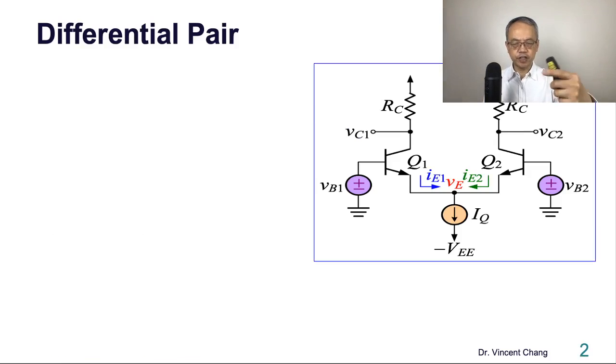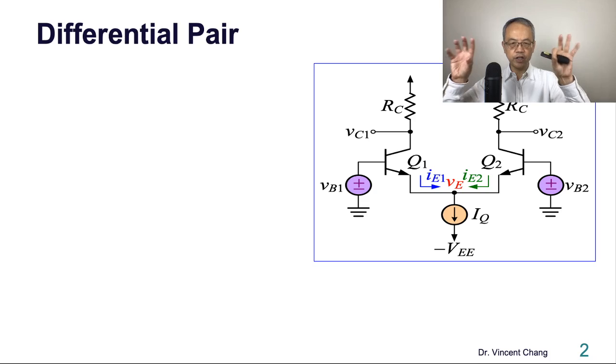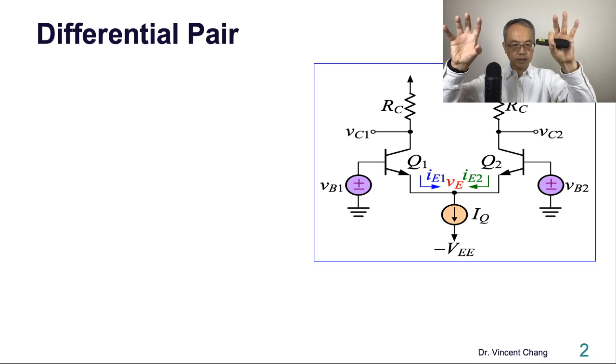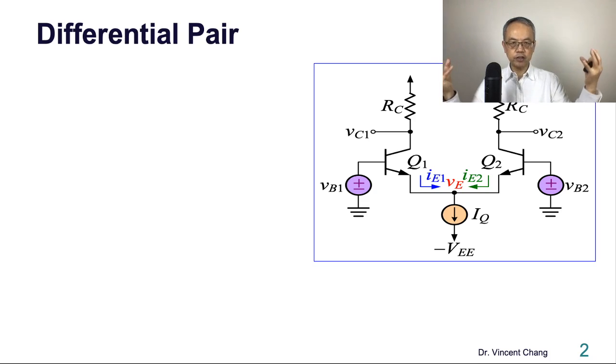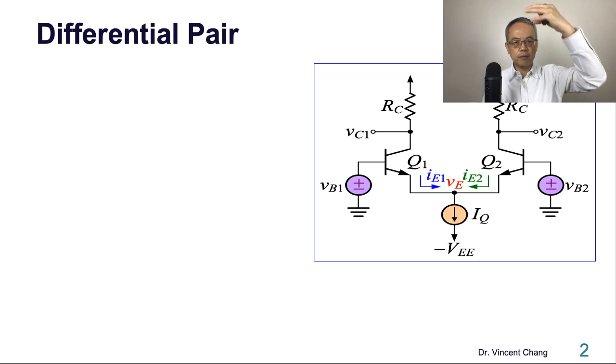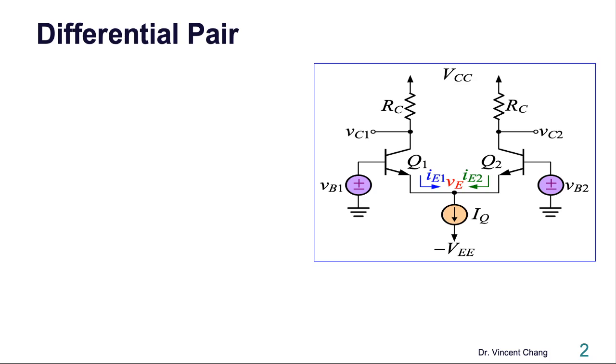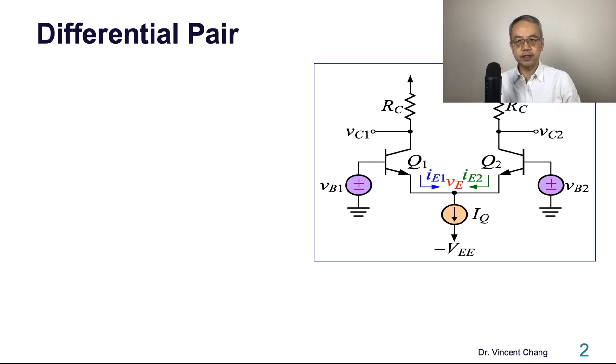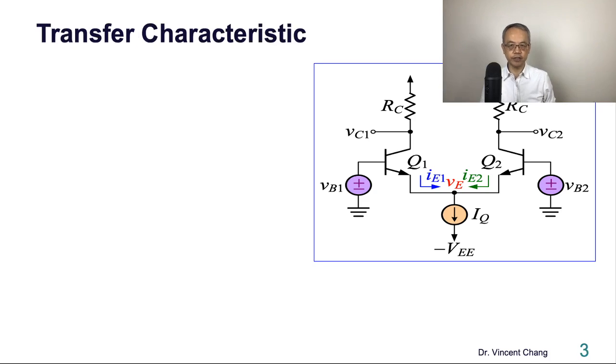Here's the circuit, the BJT differential pair, with matched BJTs and matched collector resistances, and the external large signal VB1, VB2. The transistors are biased by a constant current source, which is pulled down to the negative voltage. On the top is a positive supply voltage VCC.